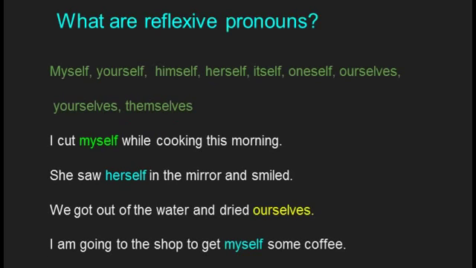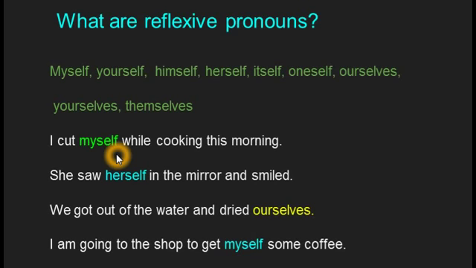Hey guys, today we'll talk about reflexive nouns. In English grammar, personal pronouns have their reflexive pronouns. The personal pronoun me has the reflexive pronoun myself; you, yourself; him, himself; her, herself; it, itself; and so on. Let's see some examples to understand in detail.